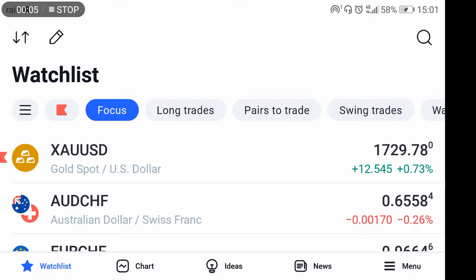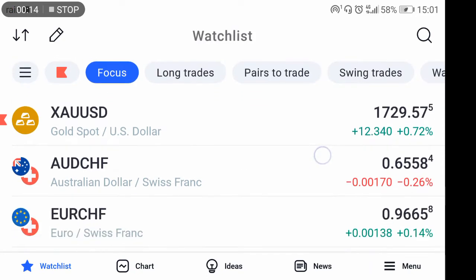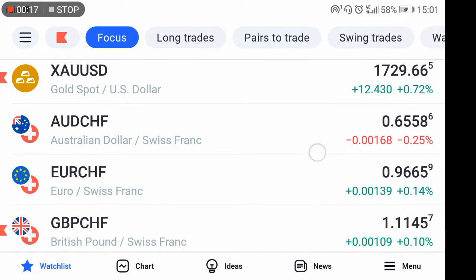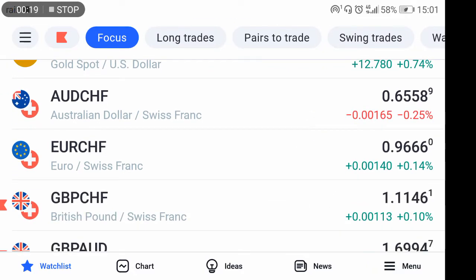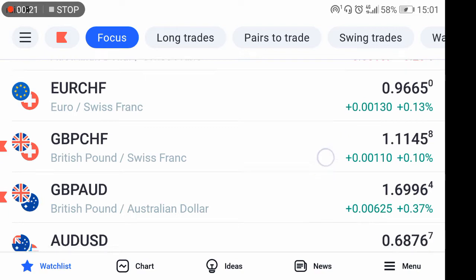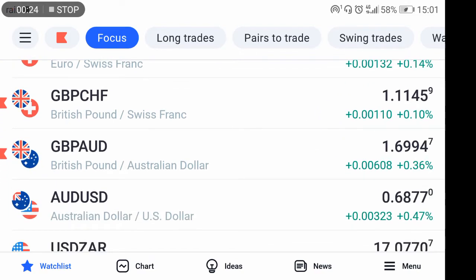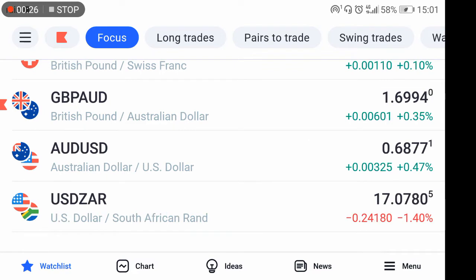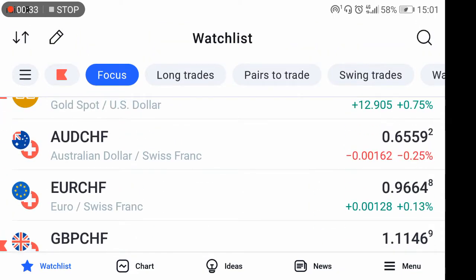This is the weekly pair focus. This is the pair I've been focusing on for this week, guys. Our first pair is AUD USD, which is gold. Second pair is AUD CHF. Another pair is Euro CHF, GBP CHF, GBP AUD, AUD USD, and USD ZAR. So these are the pairs that I will be focusing on for this week. And as you can see, guys, for this week I'll be focusing most on CHF pairs and USD pairs.